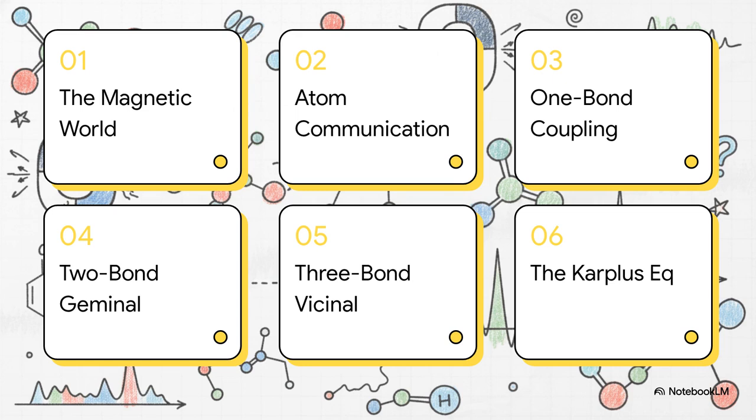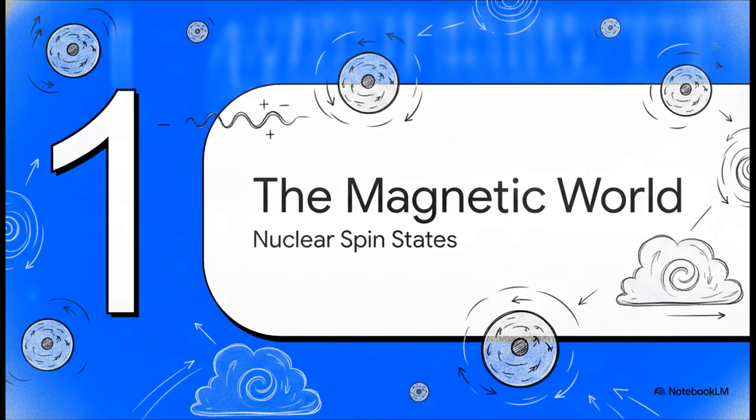All right, so our roadmap for today looks like this. We'll start with the magnetic world, then look at how atoms communicate. After that, we'll dive into 1-bond direct connections, 2-bond geminal twins, and 3-bond vicinal neighbors. And finally, we'll decode 3D geometry with the Karplus relationship. Let's kick things off with part 1, the magnetic world.